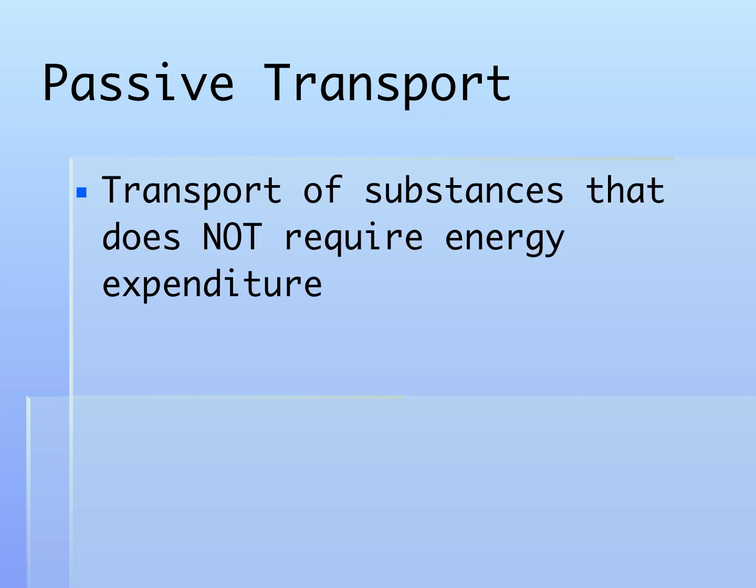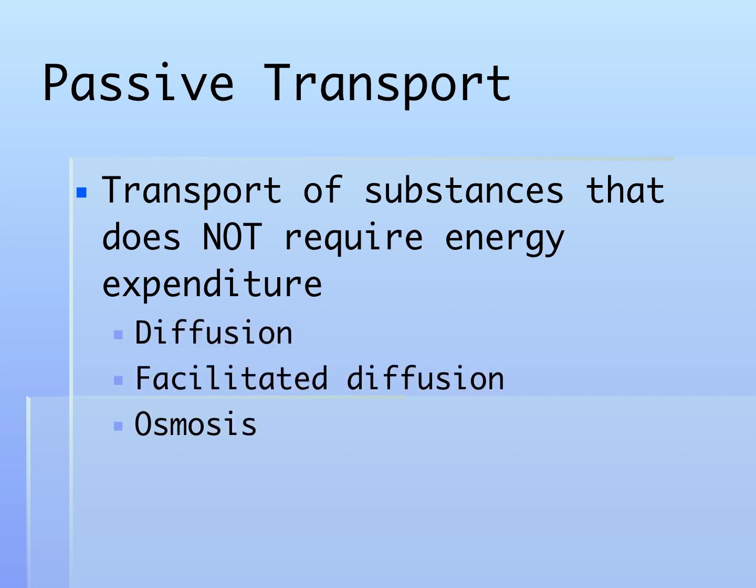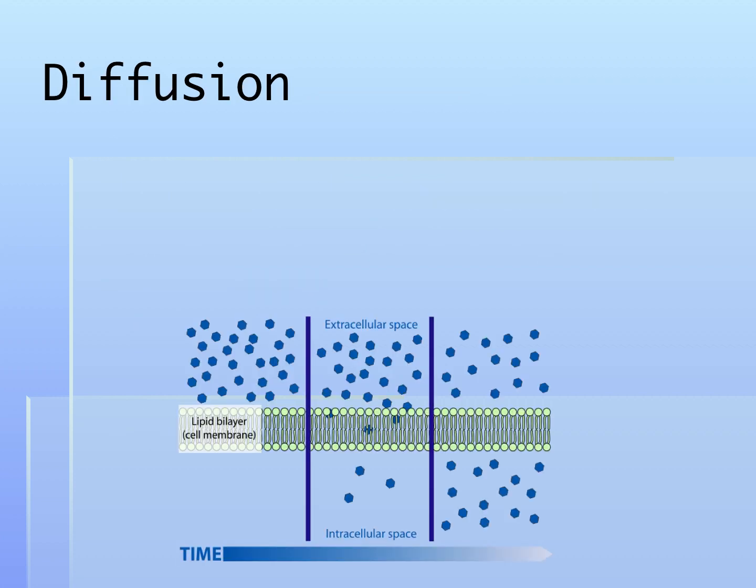So, there are different types of transport. We're going to be focusing in this class mostly on passive transport. As I said before, there's also active transport. Passive transport just refers to any movement across the membrane that does not require energy expenditure. It does not require ATP. Three types of passive transport are diffusion, facilitated diffusion, and osmosis, and we're going to talk about those more on the following slides.